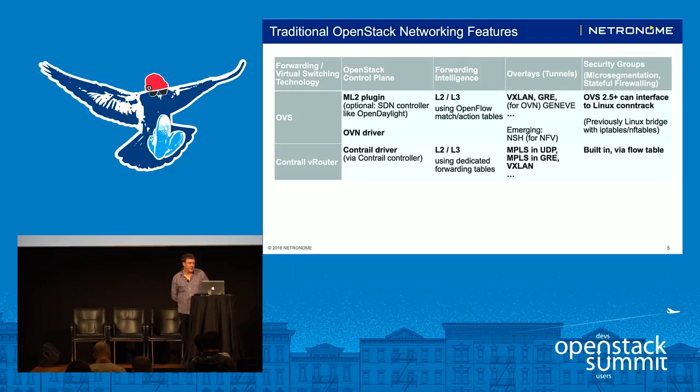L2L3 forwarding is done using dedicated forwarding tables, and there's also a separate flow table that's used for the security part of it. It also supports tunneling, a different set of tunneling protocols.